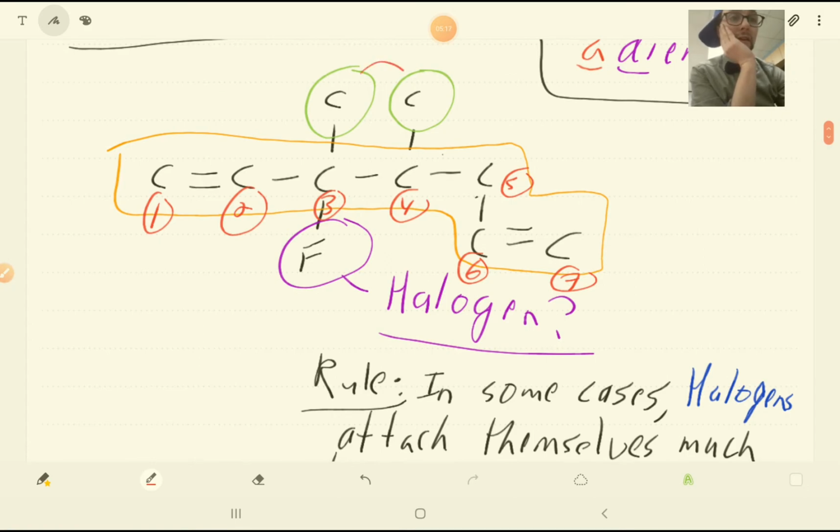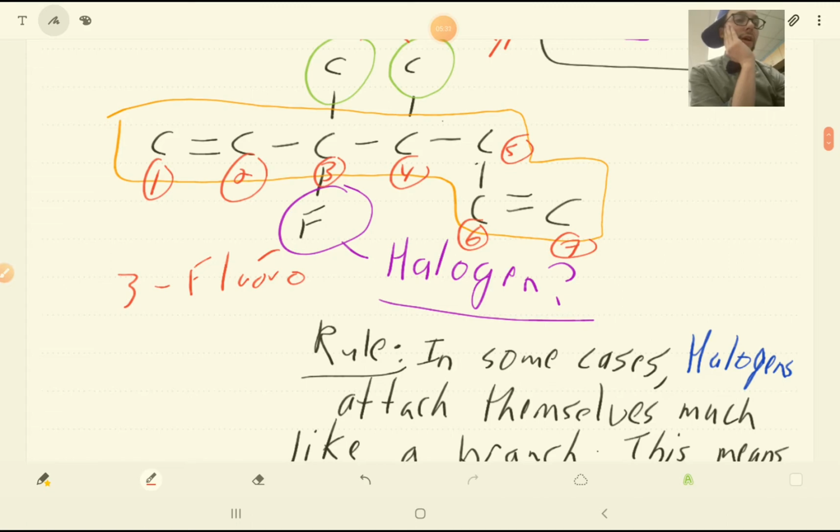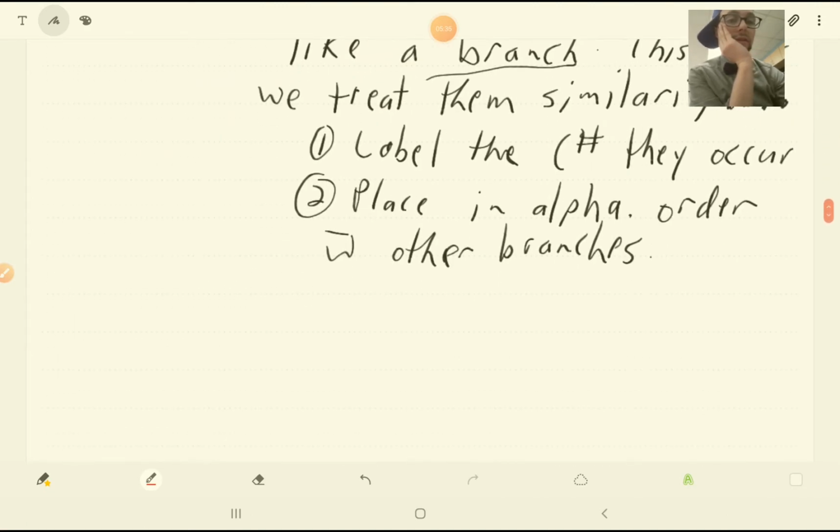Okay. These two are methyls, and we'll use the appropriate prefixes. And this is a fluoro. And this, more specifically, is going to be a 3-fluoro. So when we put all of this together with the methyls and all, our final answer ends up being this. 3-fluoro dash 3,4-dimethyl.